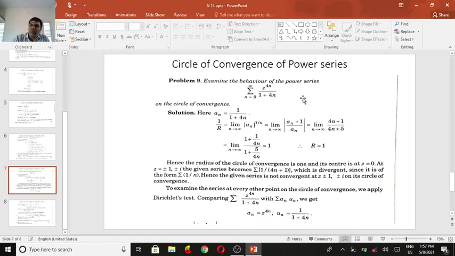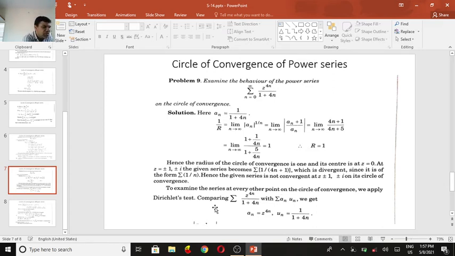Product of 1 by 4 times n. This is also a divergence. So to examine the series at every other point on the circle of convergence, we apply the Dirichlet test by comparing summation z power 4n divided by 1 plus 4n, by applying the Dirichlet conditions.